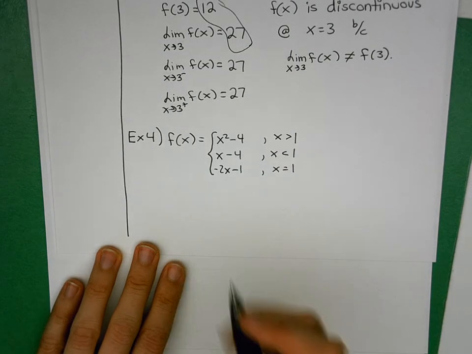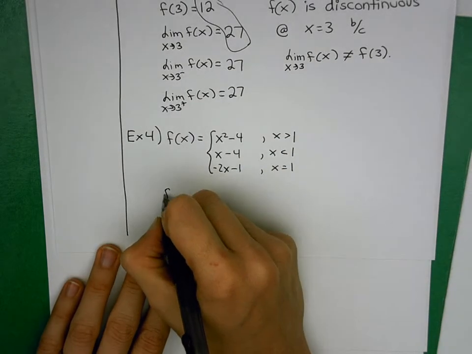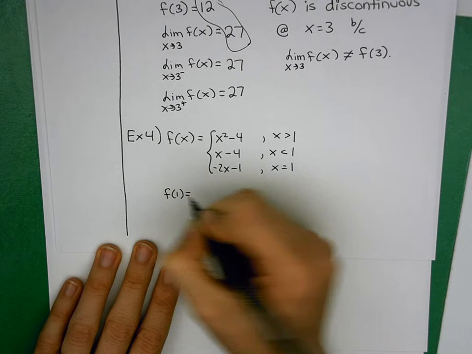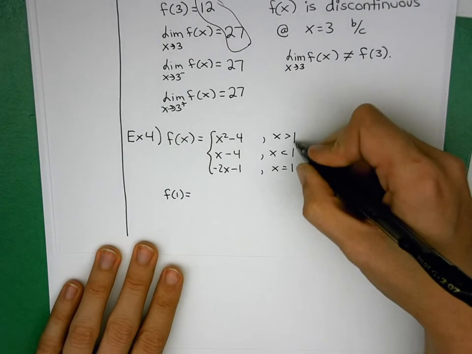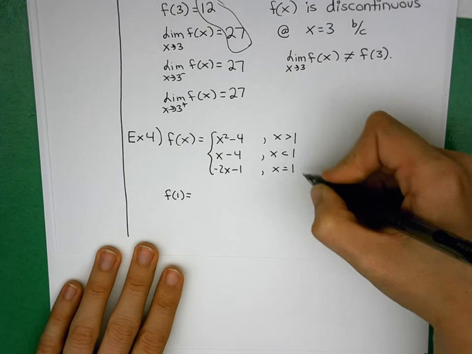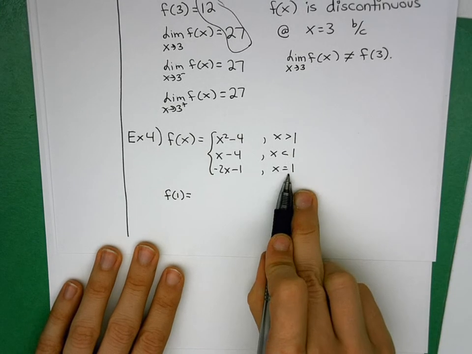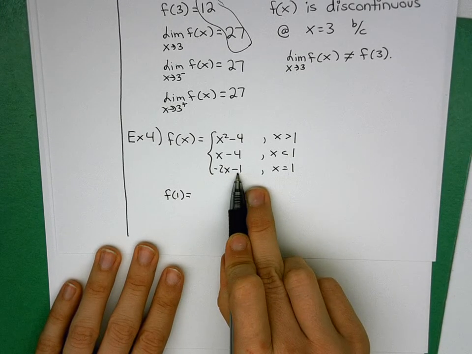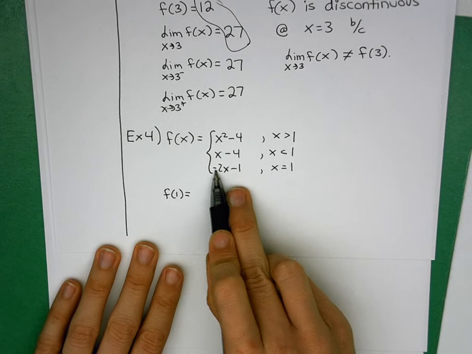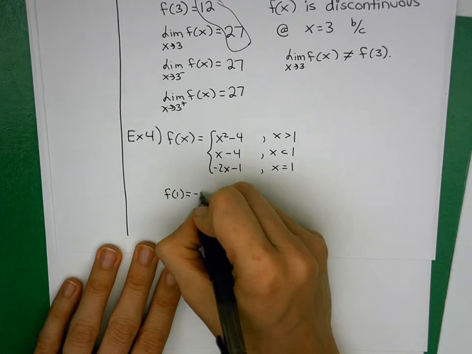Okay. Evaluating, point first, do I have an f of 1? Again, we're checking 1 because that's the break in the piecewise. Do I have a 1? Yes, I do. x equals 1 is negative 2x minus 1, or in this case, negative 2 times 1 minus 1, which is negative 3.